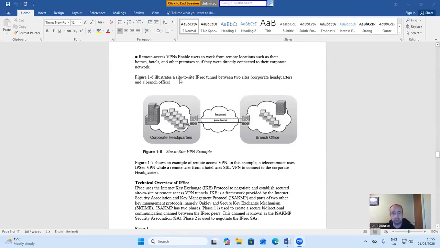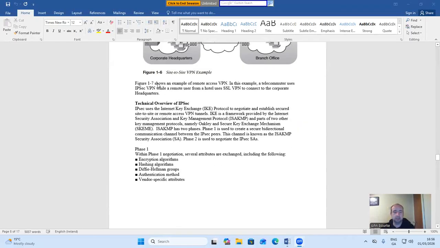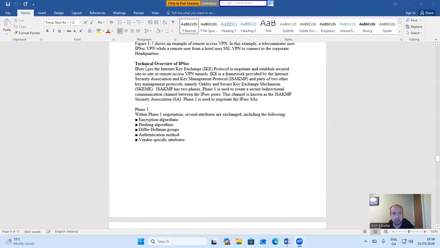Figure 1.6 illustrates a site-to-site IPsec tunnel between two sites, corporate headquarters and a branch office. So you can see here our corporate headquarters, branch office, and here's our VPN tunnel between two ASA firewalls. Figure 1.7 shows an example of remote access VPN. In this example, a telecommuter uses IPsec VPN while a remote user from a hotel uses SSL VPN to connect to the corporate headquarters. Technical overview of IPsec.